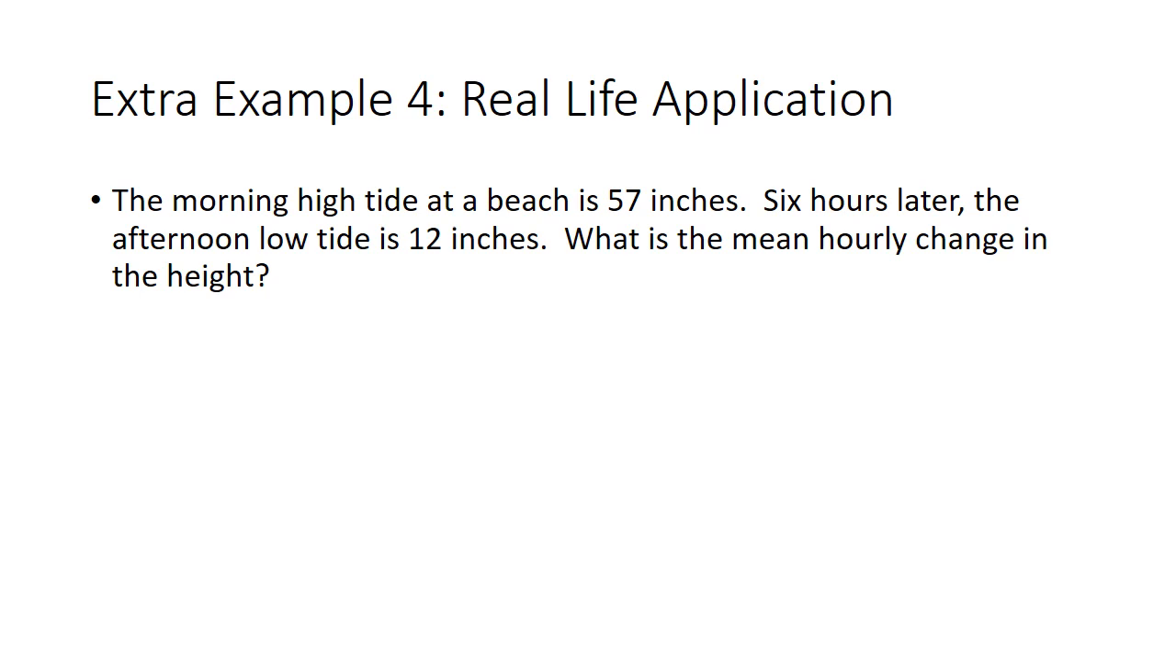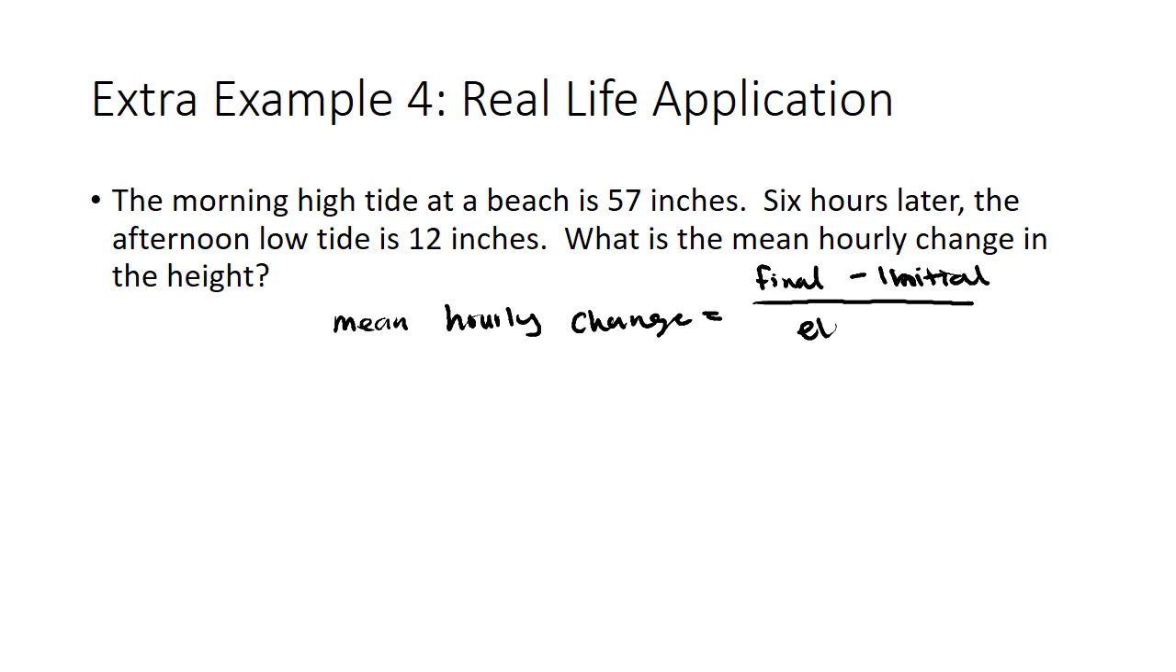So we can think about our mean hourly change again. That's going to be equal to our final height minus our initial height, all over our elapsed time. So at noon, 6 hours later, the afternoon low tide is going to be at 12 inches. So our final height is 12, so we can replace that final with 12. And we're going to be subtracting our initial height, which is going to be that 57 inches.